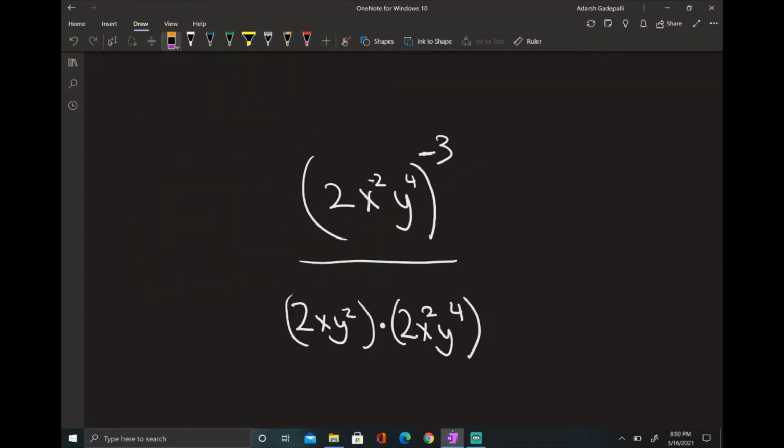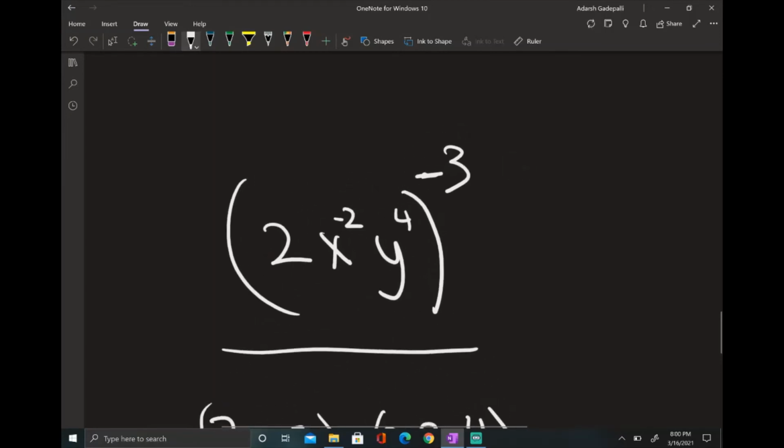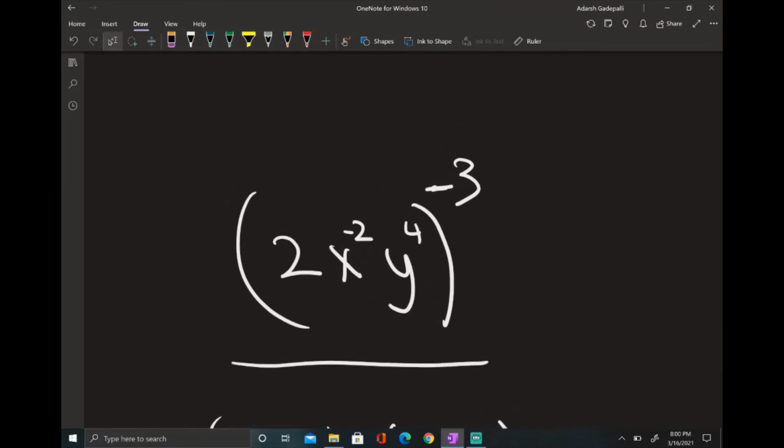So all right, I'm gonna give you a big problem with basically everything that we went over. So you can pause the video and do this yourself. I'm gonna start doing it now. So we see in the numerator we have 2 times x to the negative 2 times y to the 4th, all raised to the power of negative 3.